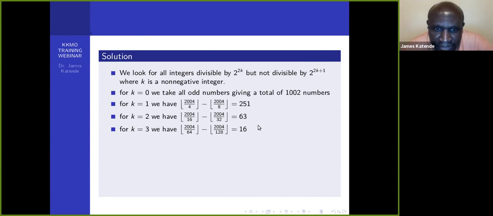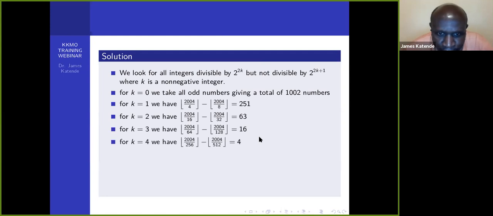We continue in the same fashion. With k equal to 3, again, the next one we can pick is 64. We kicked out 32, so we can use 64. We look at all those numbers that are divisible by 64 and not divisible by 128. That gives us 16 of them. We continue in the same fashion. At the next point, we get 4 numbers when k is 4. And we keep going until we exhaust the cases.